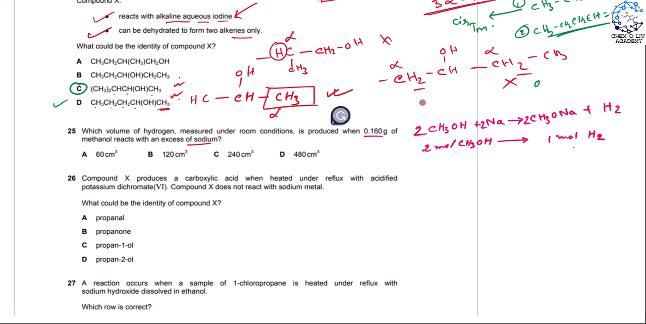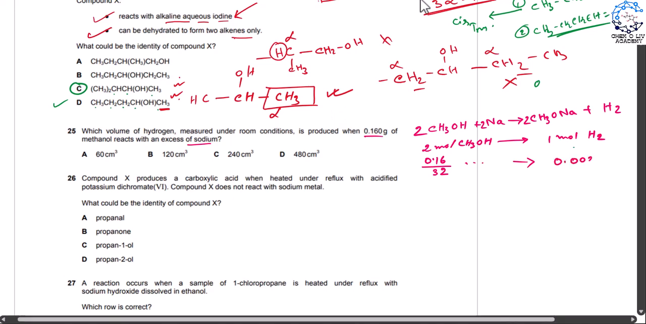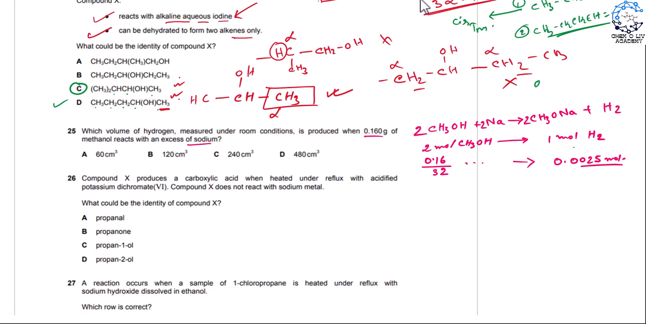Okay. Now you have 0.16 gram of methanol. So let's convert it into moles. 0.16 divided by the molar mass of methanol, which is 12 plus 4, so 16 plus 16, 32. So 0.16 divided by 32 moles is going to form how many moles of hydrogen? Let's put it in the calculator. So it's coming 0.0025 mole. So we got 0.0025 mole of hydrogen produced.